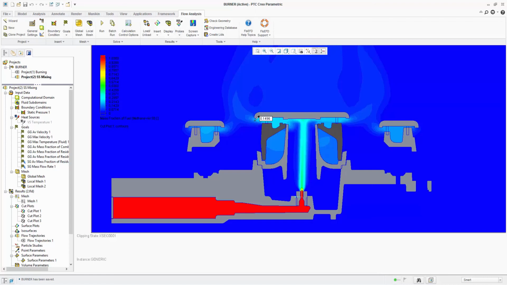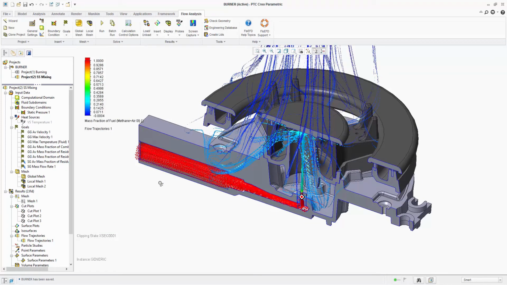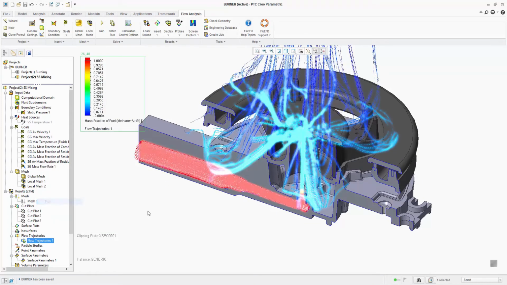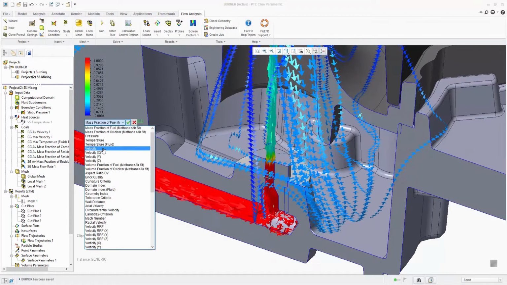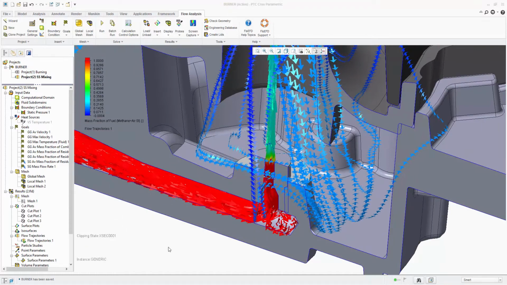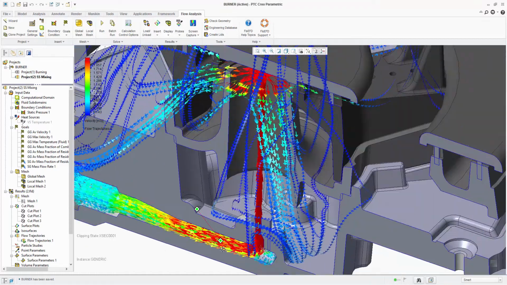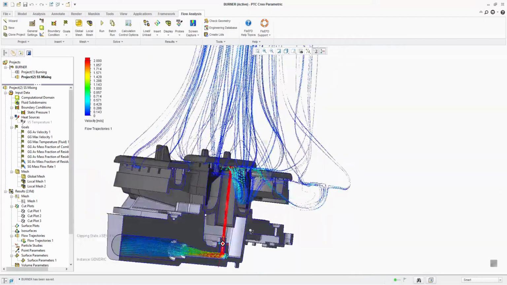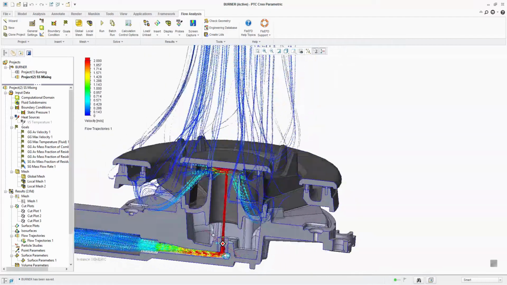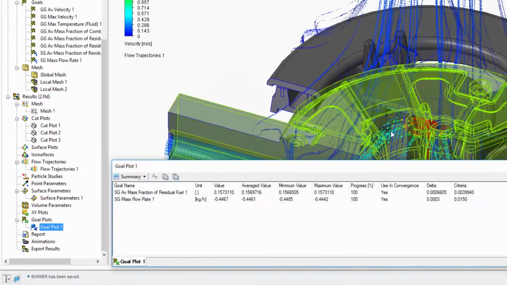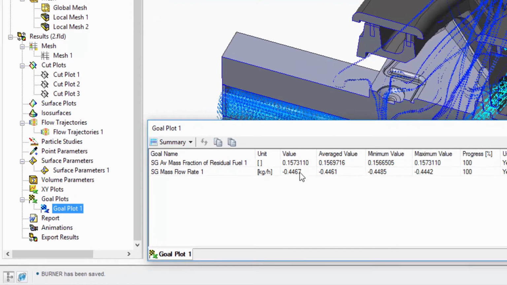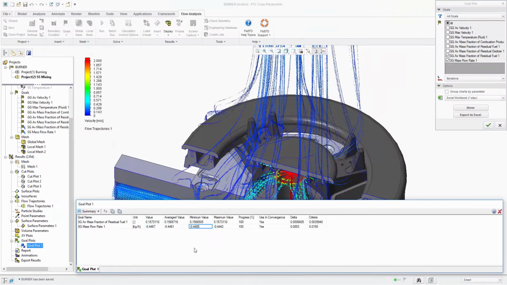Probing allows determination of local fuel concentration. The flow trajectories show how the mixture is leaving the ring and what the pattern looks like. The whole purpose of this steady-state mixing analysis is to determine the flow rate of the mixture leaving the ring outlets and what the average fuel concentration is. This is determined by interrogating the surface goals on the outlet. We can see a total mass flow rate of 0.4467 kg per hour at 15.7 methane by mass.